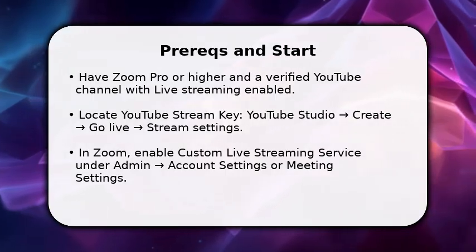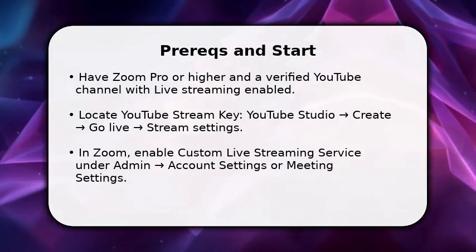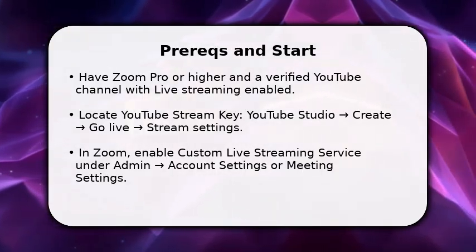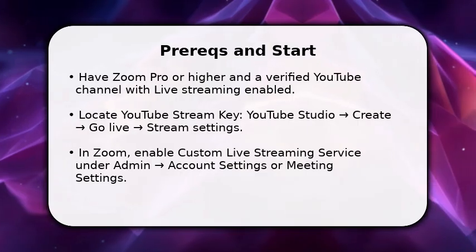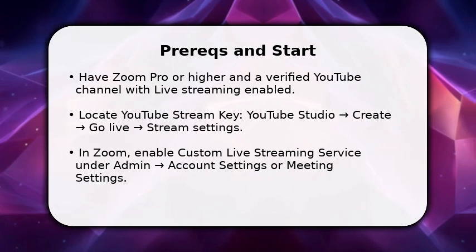Next, in Zoom's web portal, enable custom live streaming service, which lives under account or meeting settings. Make sure you save changes. This starts the connection process. Don't skip fetching the stream key, because Zoom won't push video without it.